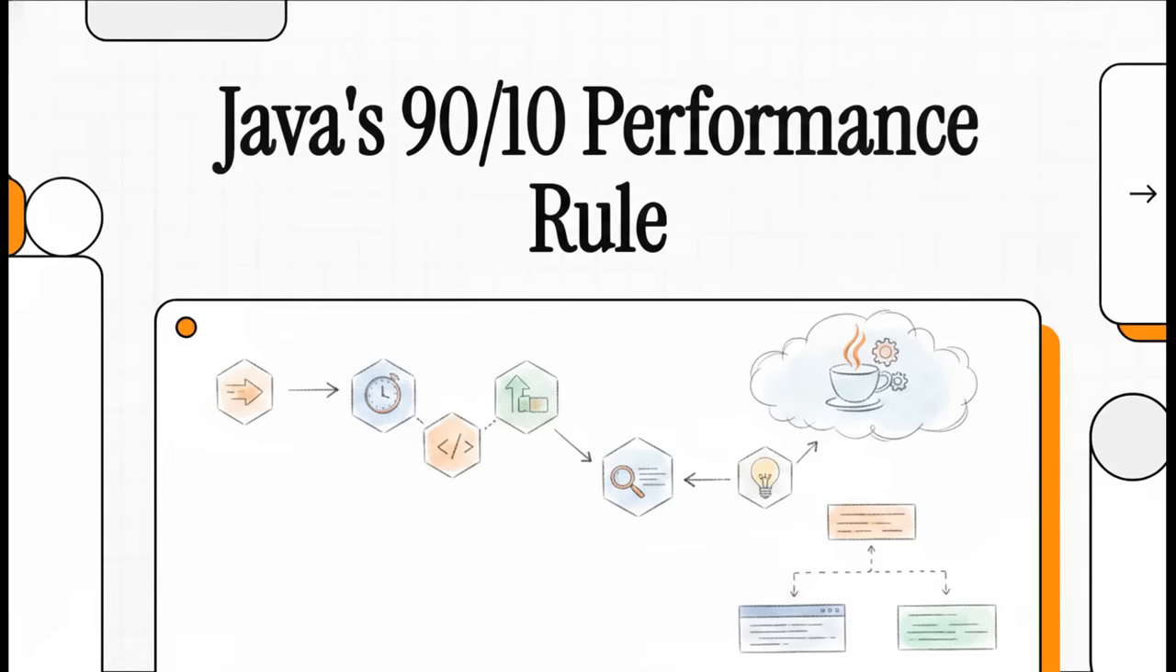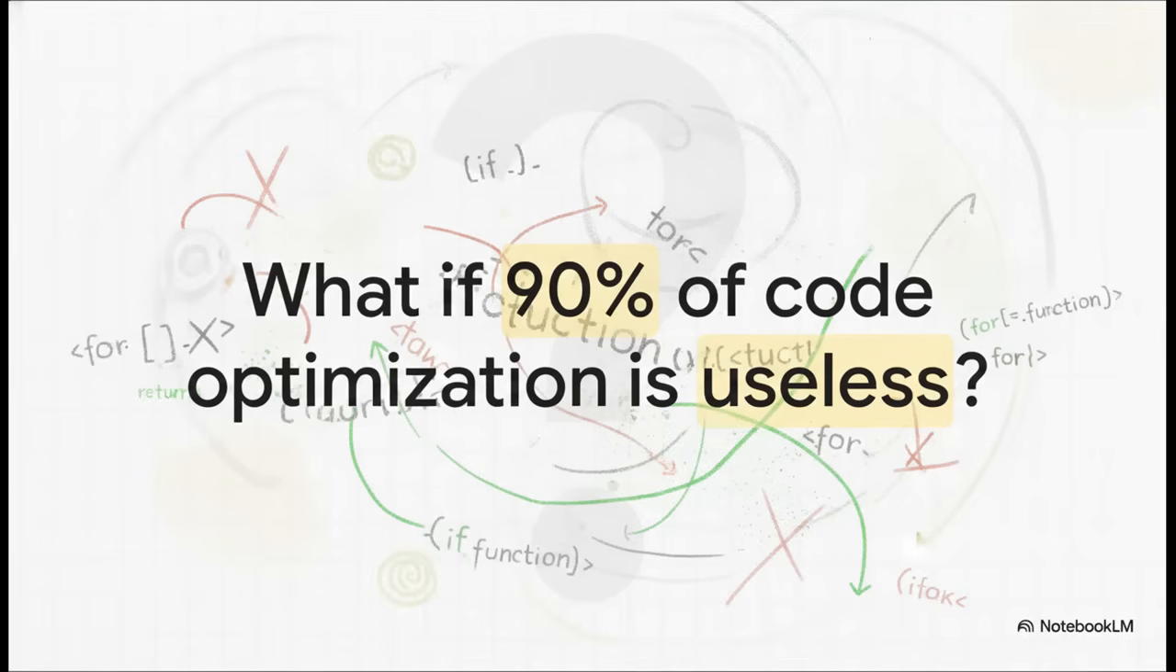Welcome to the Explainer. If you're a focused learner looking to squeeze literally every last drop of performance out of your software, well, you're in exactly the right place. Today, we're taking a deep dive into high-level Java performance optimization, specifically focusing on Java's 90-10 performance rule. But don't worry, we're going to leave all that dense compiler jargon at the door. Instead, we'll unpack exactly how modern Java gets so incredibly fast, step by step. Okay, let's dive into this.